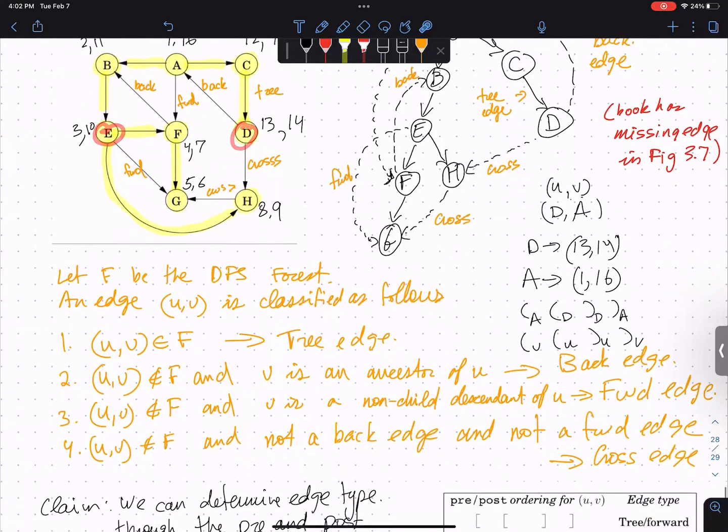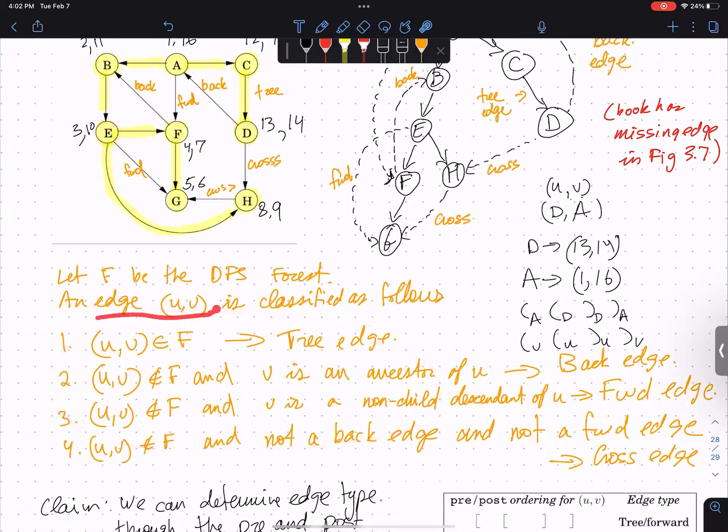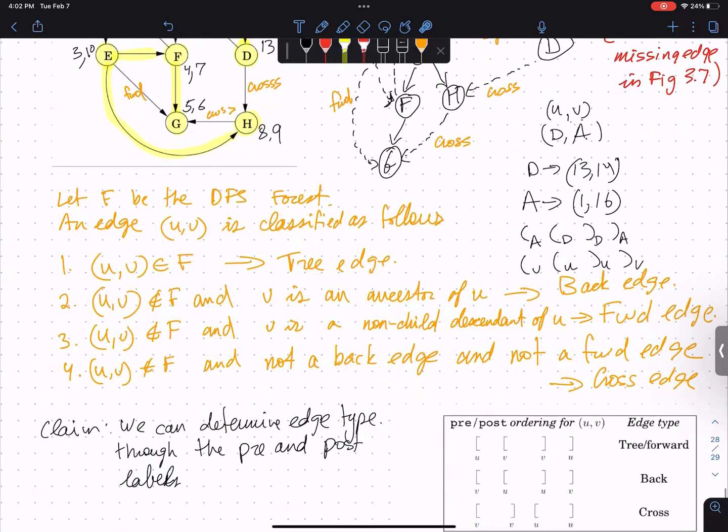The trick is that this classification only works when there's an edge. You can classify an edge, but it doesn't work the other way around. If you have two vertices with these types of overlaps, and there's no edge between them, there's no edge. You can't conclude that there's an edge.